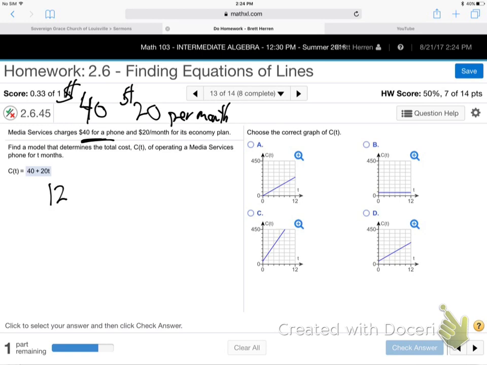Yeah, you'd go, well, 12 times the 20, right? Because it's $20 a month. A year's 12 months.